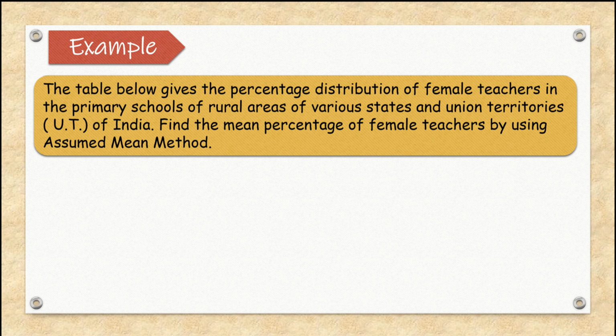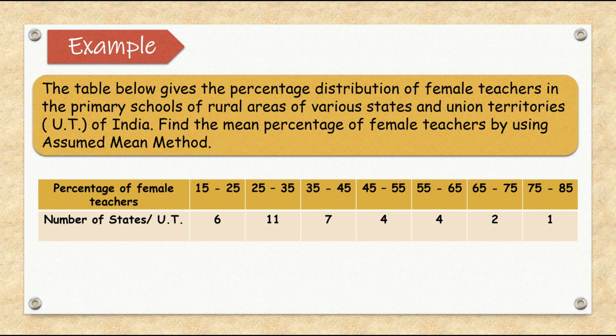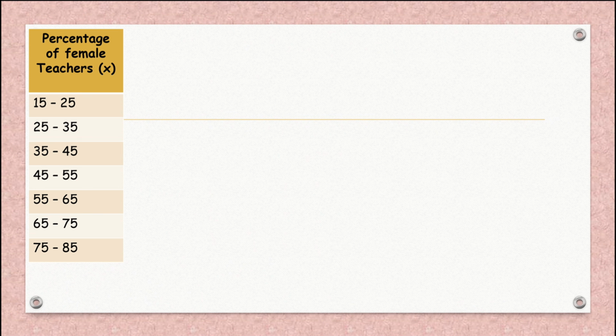Now let us see an example. The table below gives the percentage distribution of female teachers in the primary schools of rural areas of various states and union territories of India. Find the mean percentage of female teachers by using the assumed mean method. So let's calculate the mean by using the assumed mean method. First, consider the percentage of female teachers and label it as x. Next, consider the number of states and label it as fi.